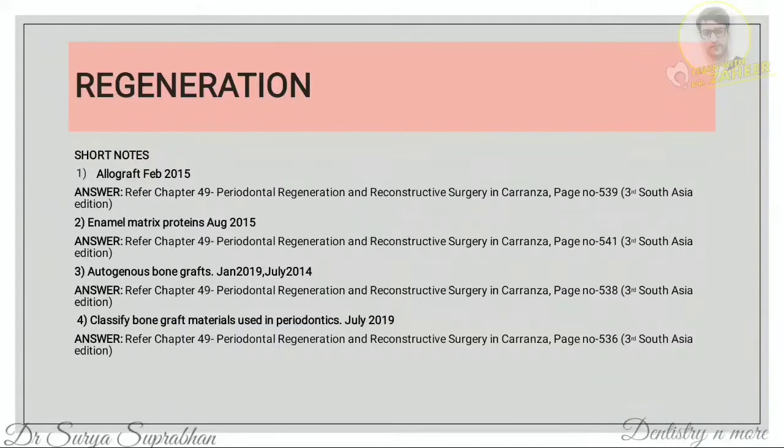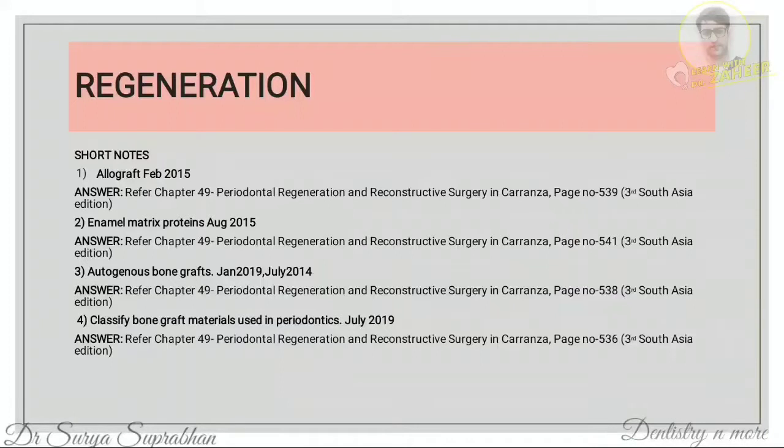Then autogenous bone grafts. For autogenous bone graft also, first define what is autogenous bone graft. Then you can write about the bone from intraoral and extraoral sites, from where all we can take. And then you have to mention bone blend, osseous coagulum, and also bone wedging.